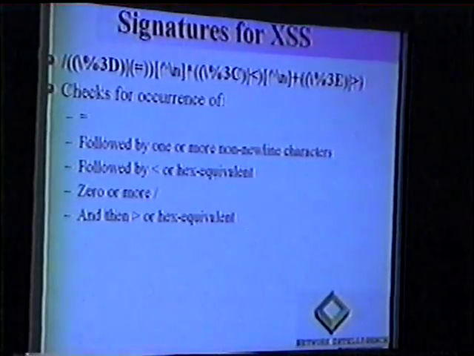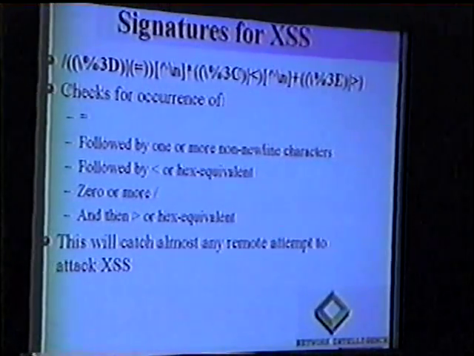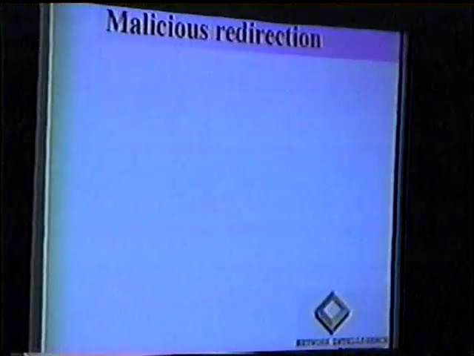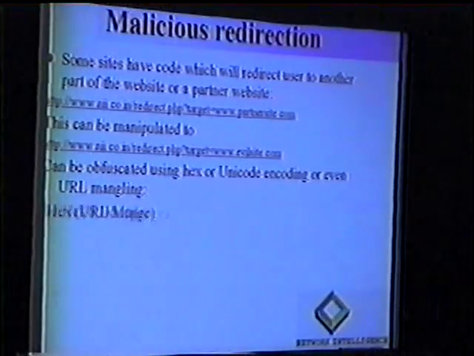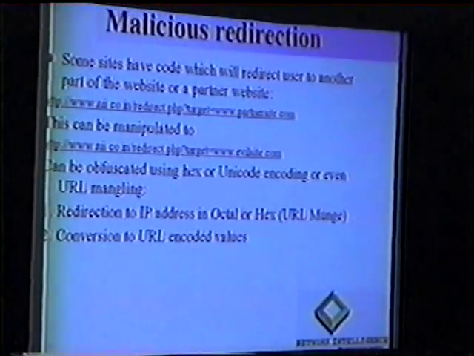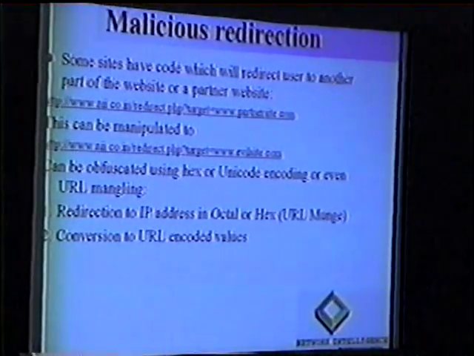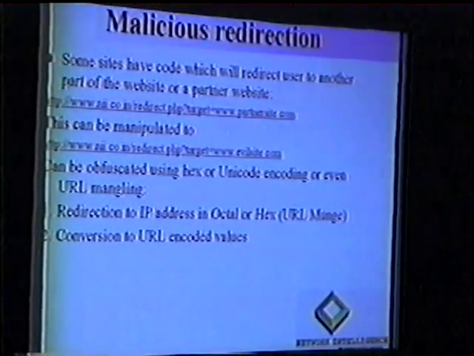So this is the signature that we looked at for cross-site scripting. And like I said, this will catch almost any remote attempt to attack cross-site scripting. It will give you false positives. The other kind of a vulnerability that exists in websites is malicious redirection. Sometimes websites have this functionality where they'll redirect you either to another location within the web application, or they'll redirect you to a partner website.